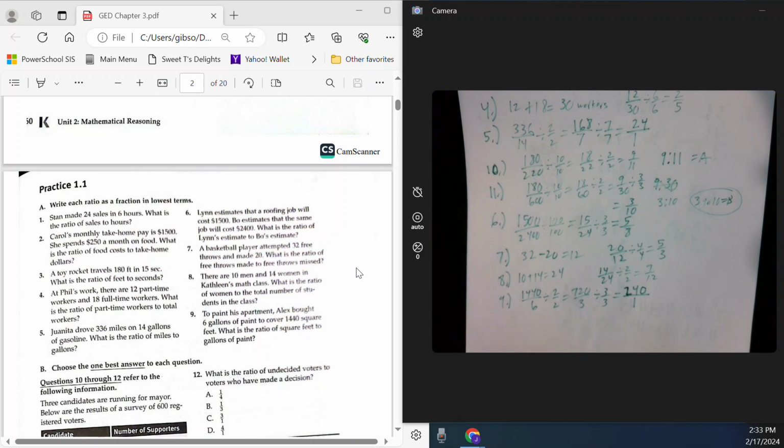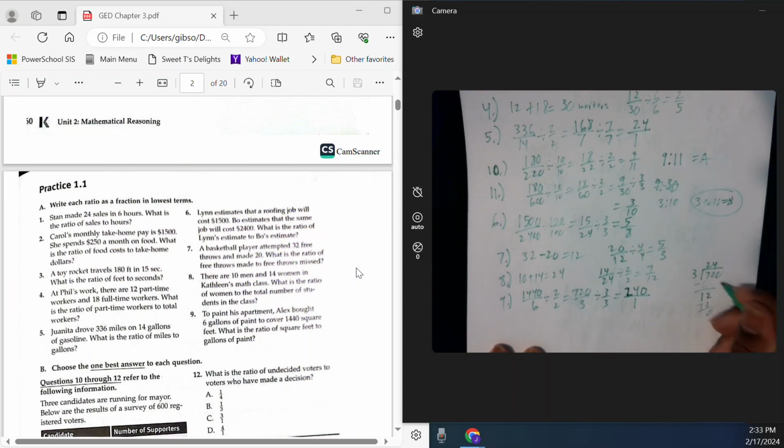Now you could have gone off to the side and divided 720 by 3. So that'll be 2. 7 minus 6 is 1. Bring down your 2. 3 goes into 12 4 times. 4 times 3 is 12. Bring down your 0. 3 goes into 0 0 times. So that's how we get 240. So it'll be 240 over 1.